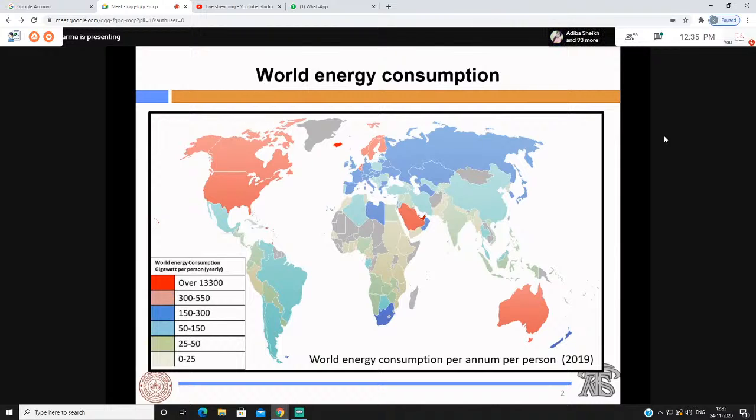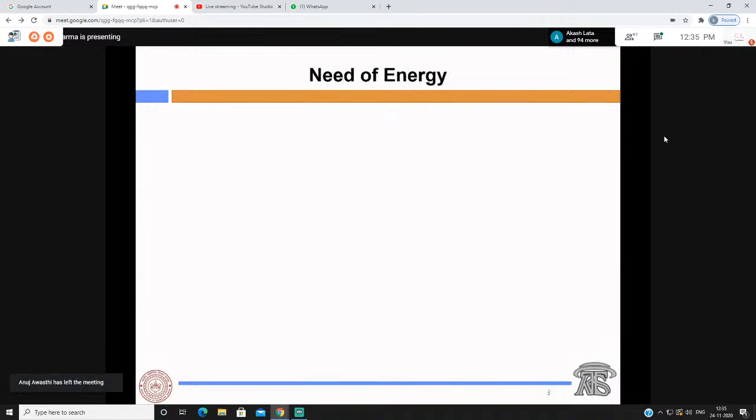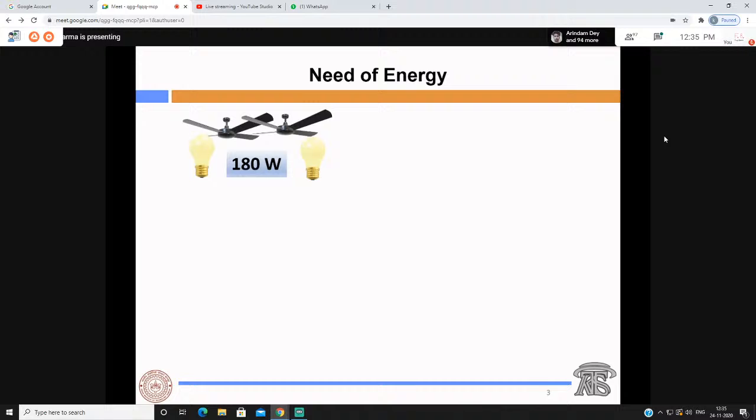Okay, so all in all, what we need is energy. The population is growing day by day. We need more and more energy. So from where do we get the energy? We have to convert the energy from the natural sources itself for our daily uses. Okay, so just a realization of the fact of how much energy we need.